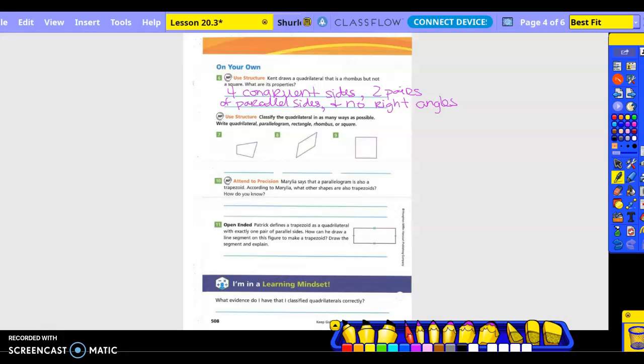Use structure. Classify the quadrilateral in as many ways as you possibly can. So we know every one of those is going to be what? Quadrilaterals, right? So we need that as one of them. Okay. What else is this shape? Is it a parallelogram? No, because there's no pair of parallel sides. Because eventually these would kind of taper out and intersect, right? Okay, is it a rectangle? Nope. Rhombus? No. A square? No. So just a quadrilateral. So number 8 is a quadrilateral.